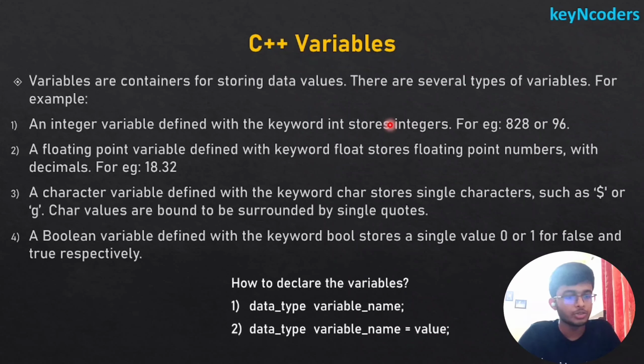Coming on to the floating point variable, it is defined with the keyword float, and it stores floating point numbers with decimals, for example 18.32 or any other decimal number you can think of. Coming on to the third point, a character or letter variable defined with the keyword char stores single characters, and it has to be defined under single quotes. You start with a single quote and then put the character, which can be any character defined in the ASCII values of C, and then you end with a single quote.